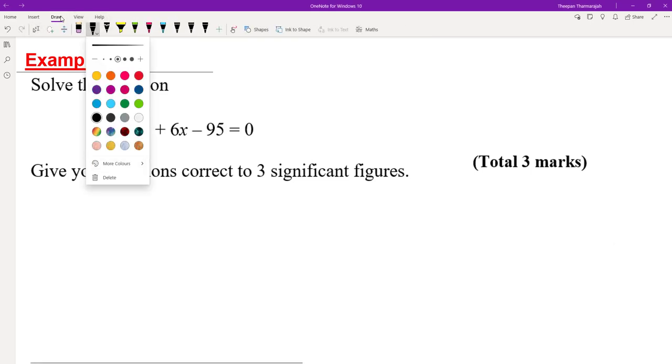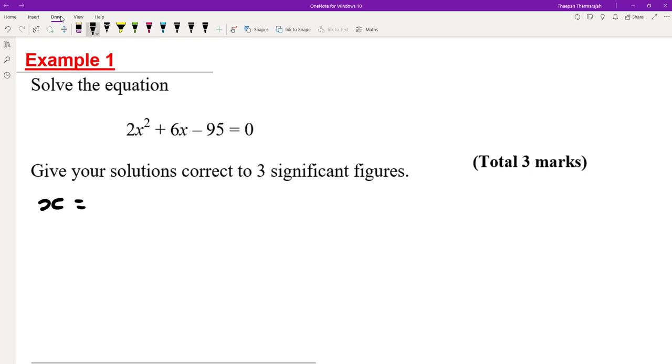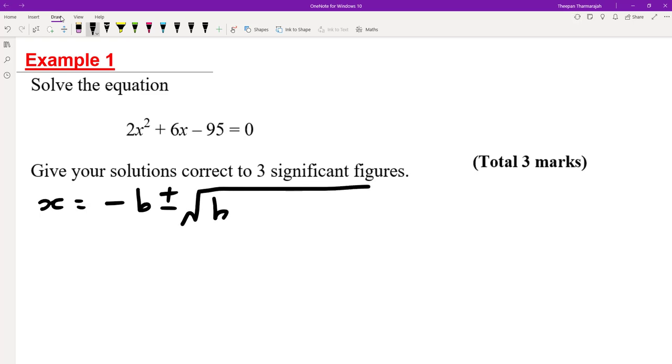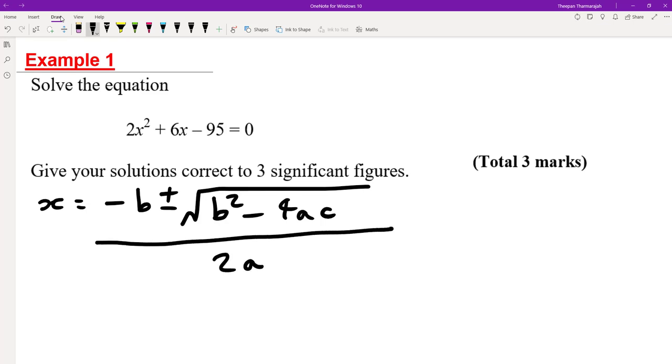Well, the formula is written as this: x is equal to minus b plus or minus the square root of b squared minus 4ac all divided by 2a. Now, where do we look or locate for these values of a, b and c? Well, the value in front of x squared is always a, the value in front of x is b, and the last value, in this case minus 95, will be the value of c. They're known as coefficients, the value in front of the letter.